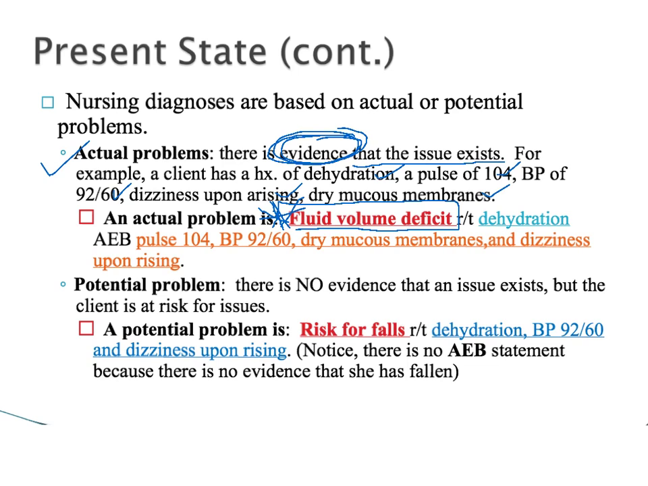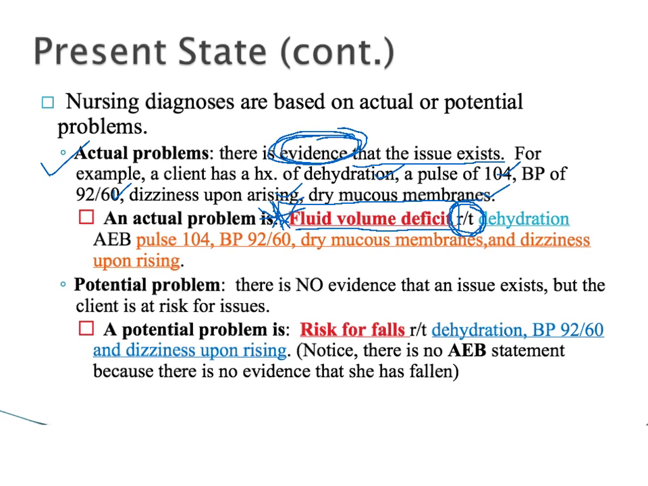But for now, sorry, let me back up. For now, what you want to do is take your assessment data and then search through the book for a nursing diagnosis that matches with that data, and then choose an appropriate label. So I chose fluid volume deficit. The next thing that needs to be in a nursing diagnosis is this little piece here. R/T stands for related to.